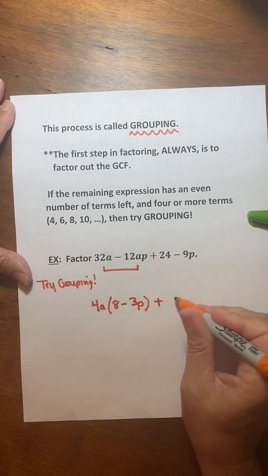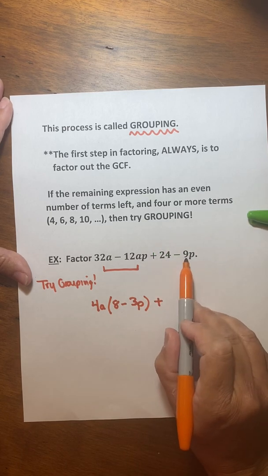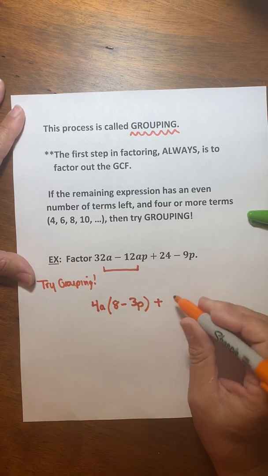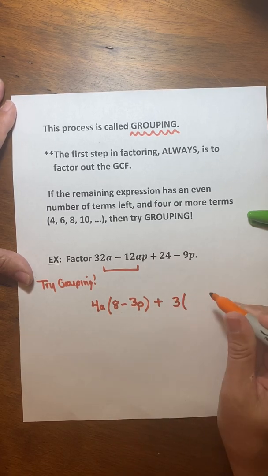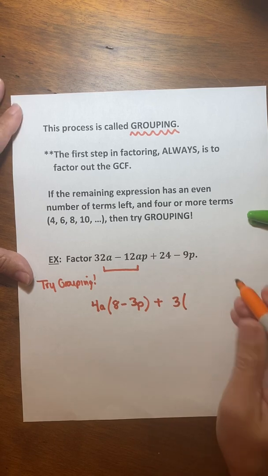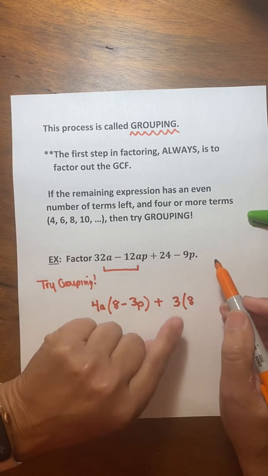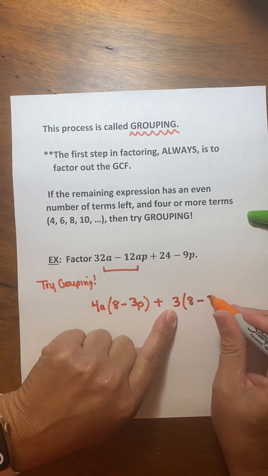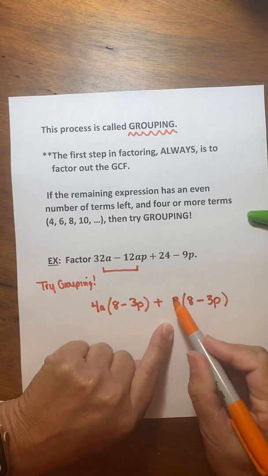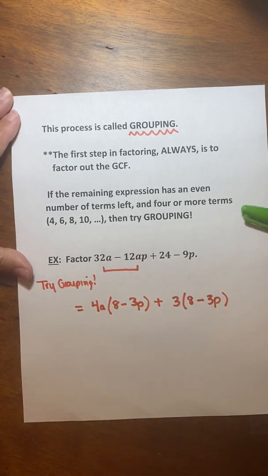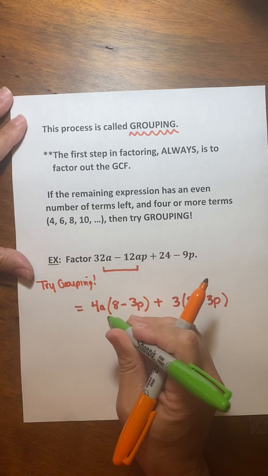Does that happen? Well, what's a common factor of 24 and 9? There's no variable to pull out because this one doesn't have any. Well, the common factor is 3, and we're hoping for 8 minus 3p. If not, then we cannot group, or we might have to do something different. Well, 3 times 8 is 24, and does minus 3p work? Make sure you check. 24 minus 9p. Woohoo, it works.